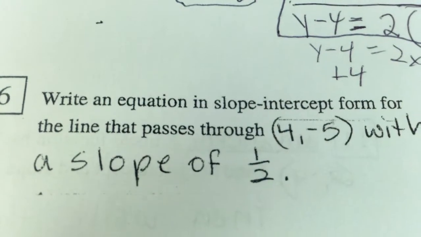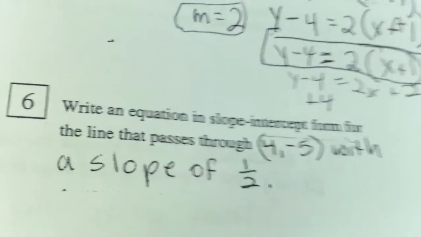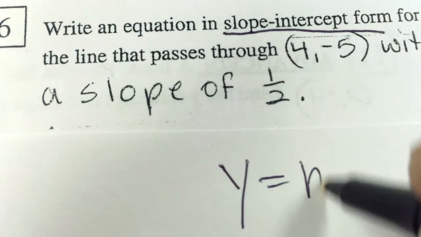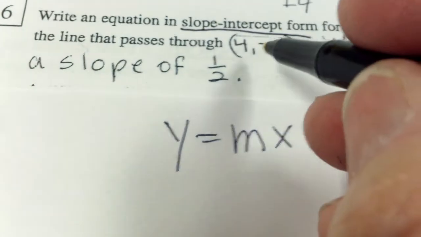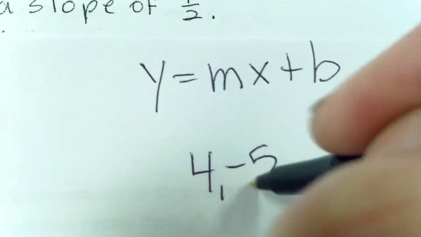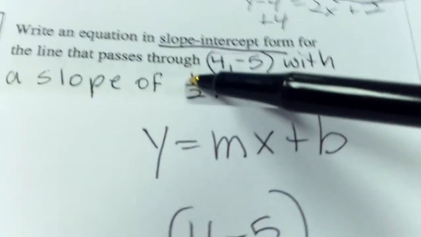Write an equation in slope-intercept form for a line that passes through 4, negative 5 with a slope of 1/2. Okay, so let's see, what form? Slope-intercept form. So we want this to look like this when we're done. We are given a point, which is 4, negative 5, and we are given the slope, which is 1/2.